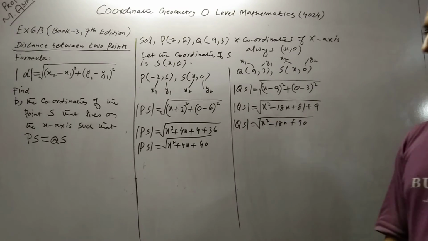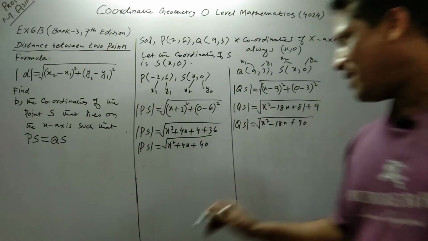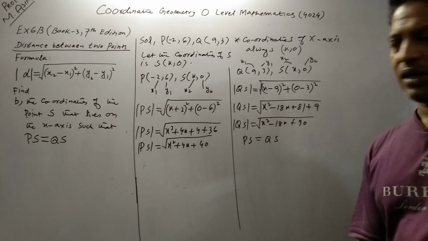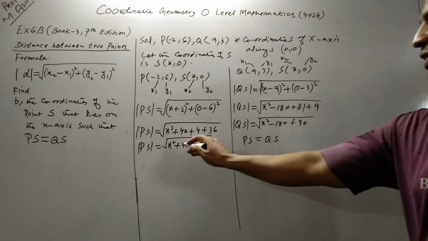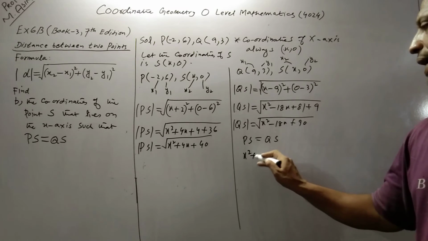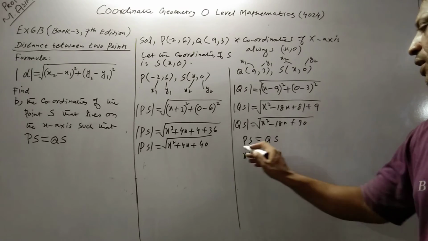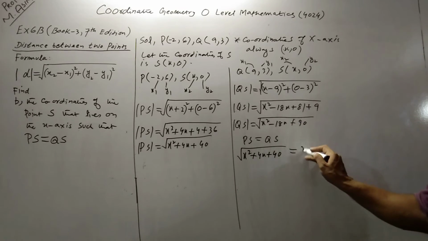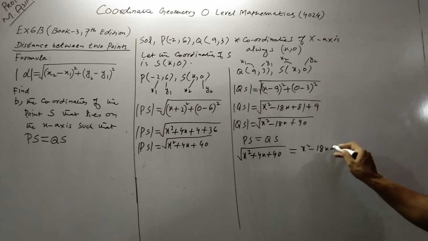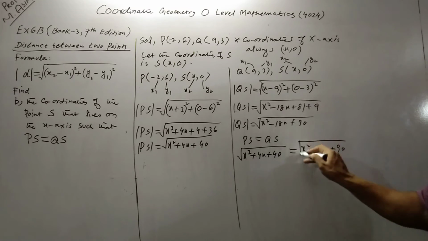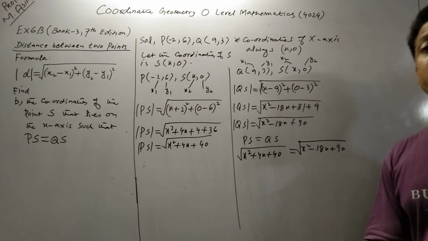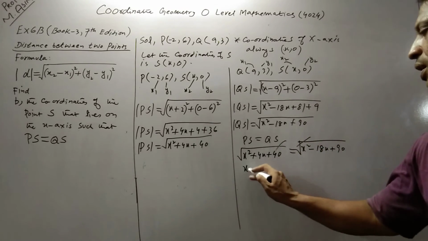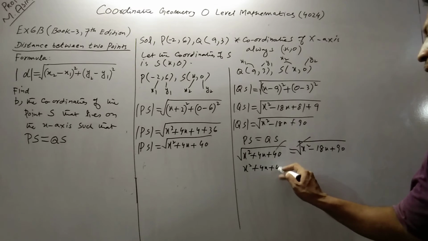According to the question, the distance of PS is equal to the distance of QS. What is the distance of PS? See this, square root of x square plus 4x plus 40. What is the distance of QS? Square root of x square minus 18x plus 90. If you see square root on both sides, you can directly cancel. So what is remaining? x square plus 4x plus 40.